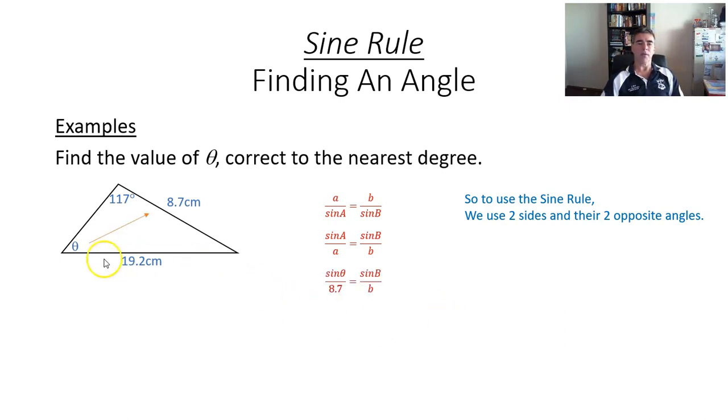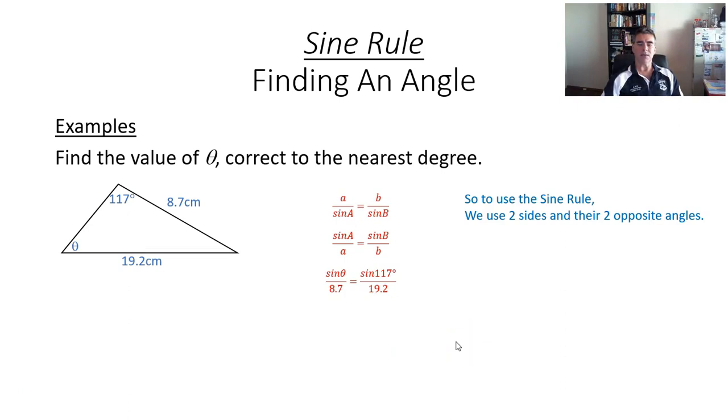So we want to find theta and its opposite, the 8.7. I'm going to substitute those in for the A and the little a, the side. And then we're going to look at the other side and the other angle: the 19.2, its opposite, the 117. Remembering I'm putting in the angle up the top and the side down the bottom. So let's substitute those in.